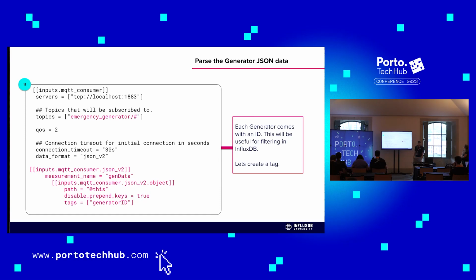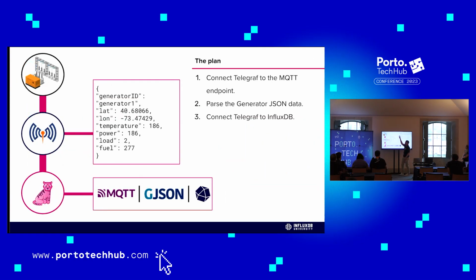The next thing that we're going to do is, if we remember, we actually have this lovely payload here. Now, can anyone decide what we would consider a unique identifier within this payload? What would we do to distinguish one generator from another? Which one of these would we use?